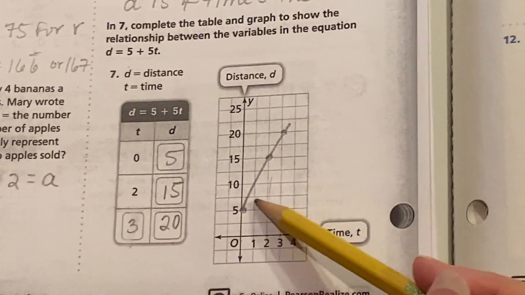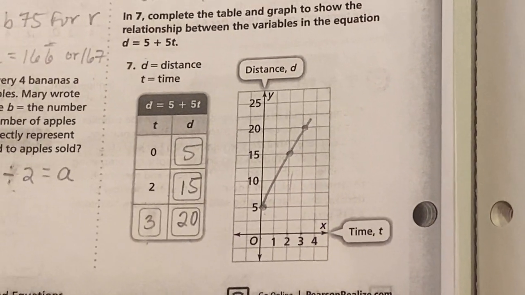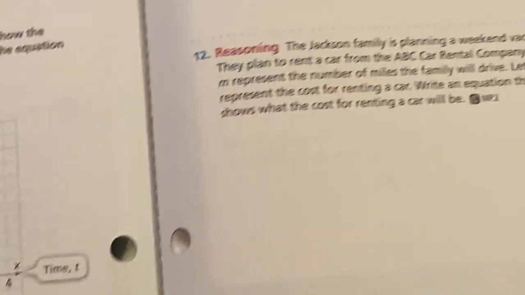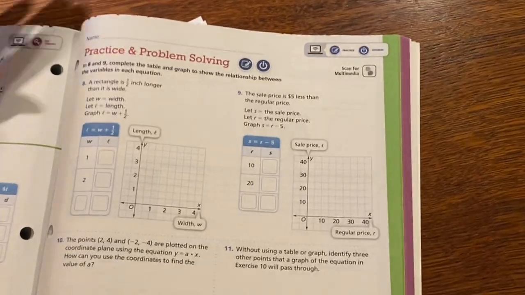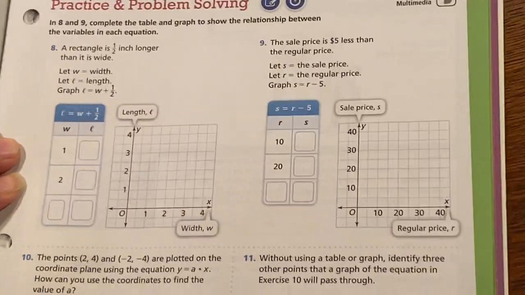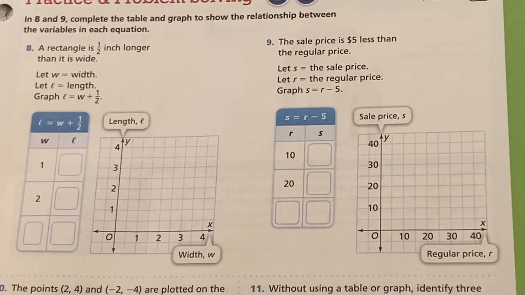All right, and there I graphed it. Okay? All right, and let me see. We have one more page today. So let's take a look at page 243. In 8 and 9, complete the table and graph to show the relationship between the variables in each equation.